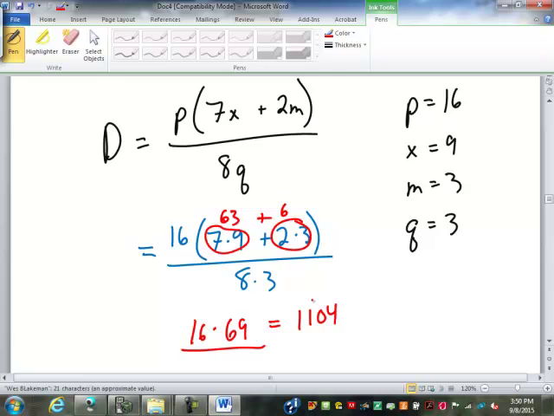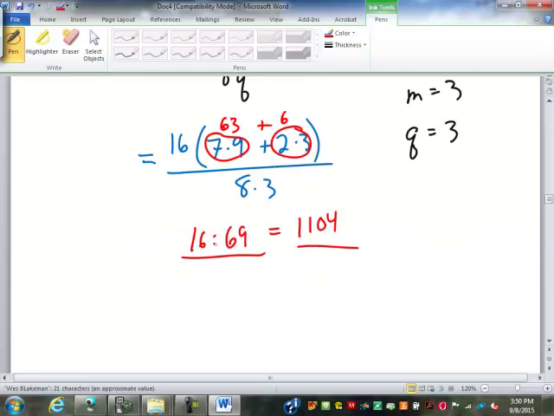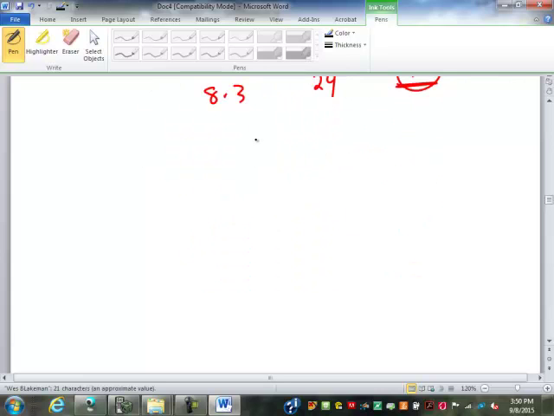1,104. Good. On the bottom there, we still have the 8 times 3, which is 24. Good. What do we do from there? We divide that out. It is what? 46? Okay, 46. Cool. So now we're wondering, why are we reviewing all this? Well, because our next step, we're going to be moving into applied problems. We might start out with applied problems dealing with formulas.